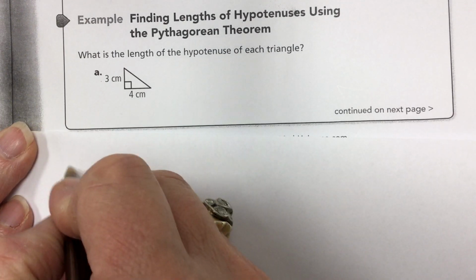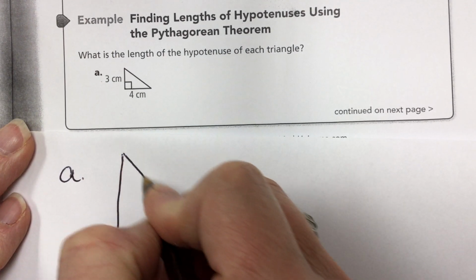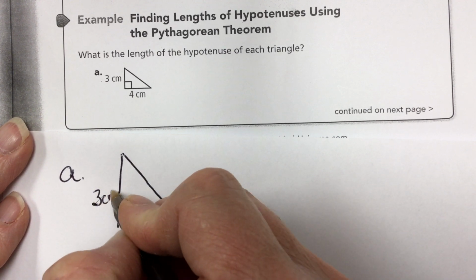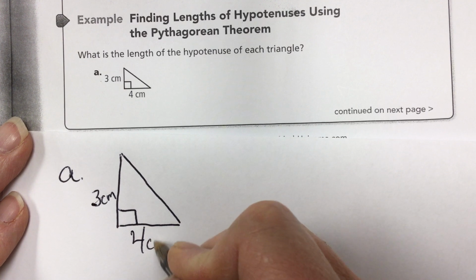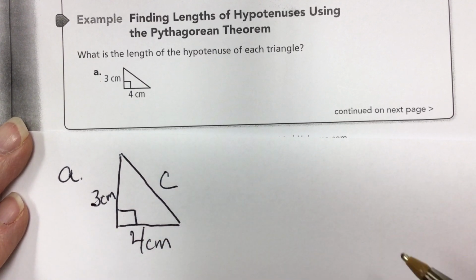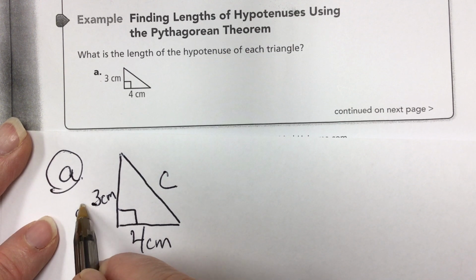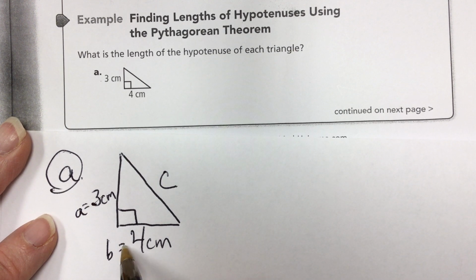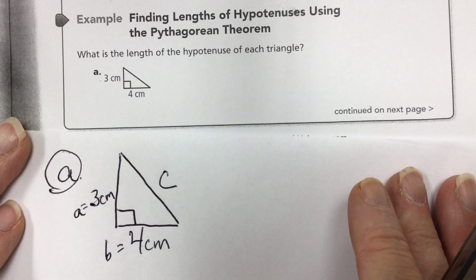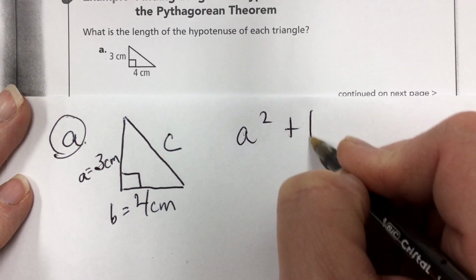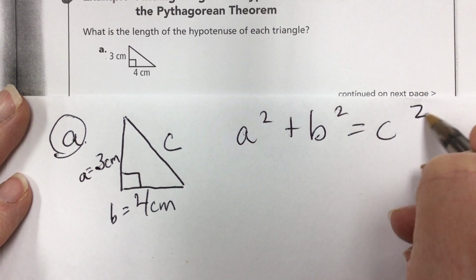So let's look at part A. We're given a right triangle. We're given the legs are 3 centimeters and 4 centimeters. We are missing the hypotenuse, which is C, okay? So I'm going to let A equal 3, and I'm going to let B equal 4. So let's use the Pythagorean theorem. So I have A squared plus B squared equals C squared.